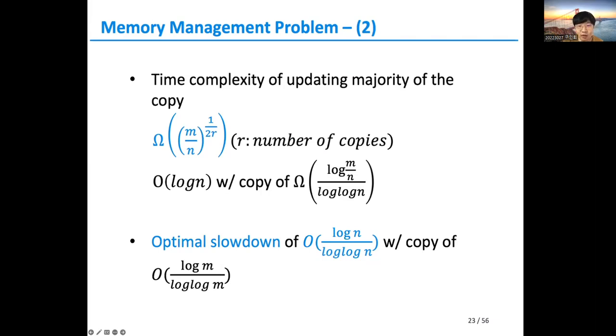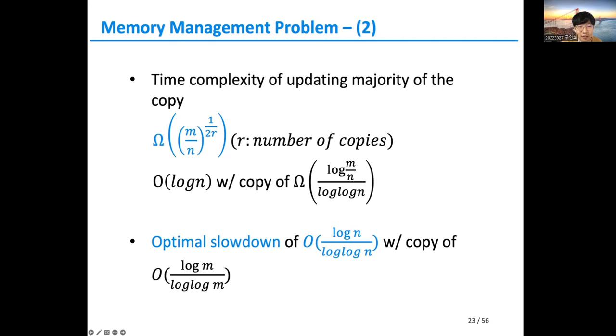I won't prove this, but the slowdown using only updating the majority of the copy is big omega of m over n to the power of 1 over 2 times r, where m is the number of memory locations, n is the number of processors, and r is the number of copies. There is a trade-off between space complexity, where you have to maintain more copies on the memory, and the time complexity. So in order to have a big O of log n slowdown, we will need big omega of log m divided by n divided by log n copies.